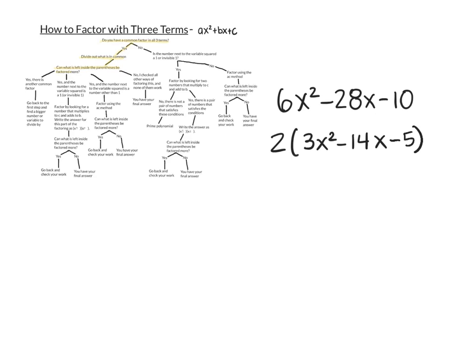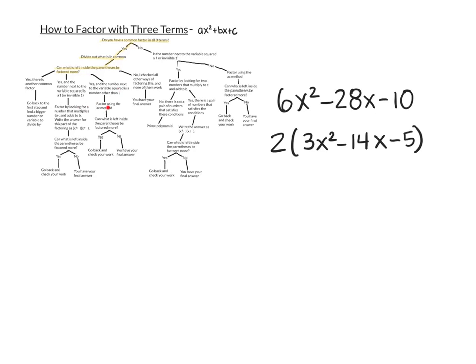So then at this point, we'll continue going down the chart, and it says, can what is left inside the parentheses be factored more? So we're checking to see if this portion here inside the parentheses can be factored anymore. So first I'm going to check this one. Is there another common factor? 3x squared, 14, 5. No, there's nothing that can divide into all three of these terms.